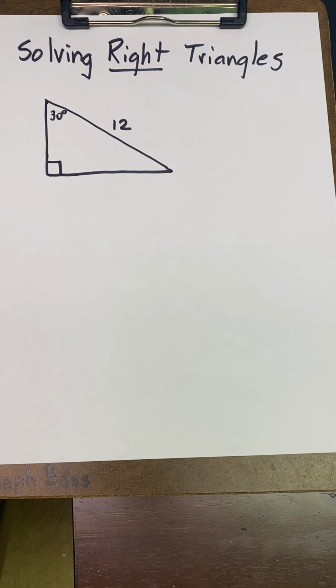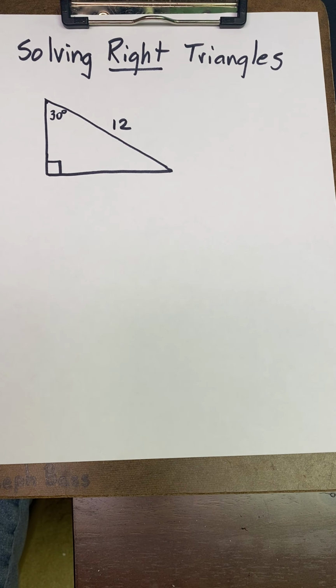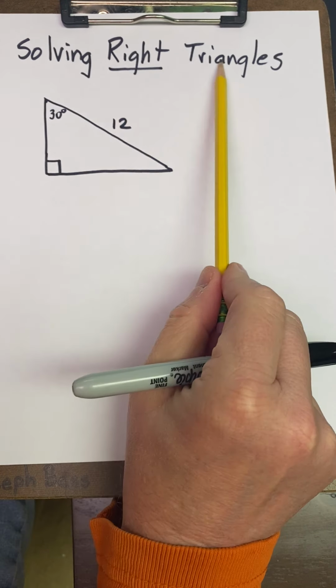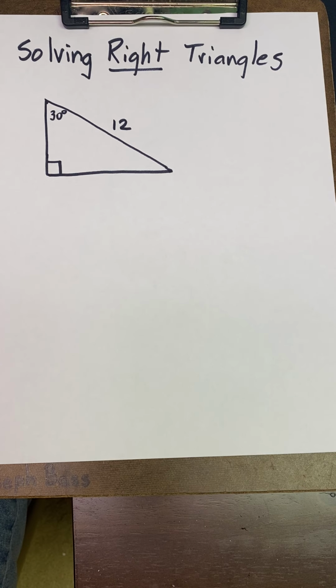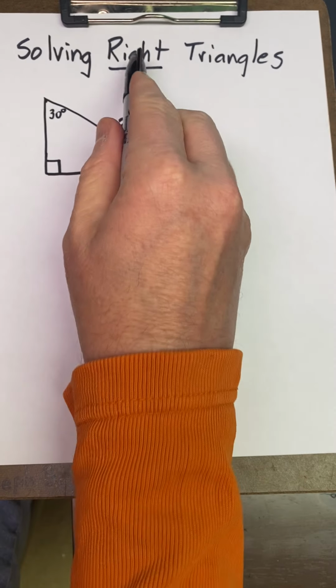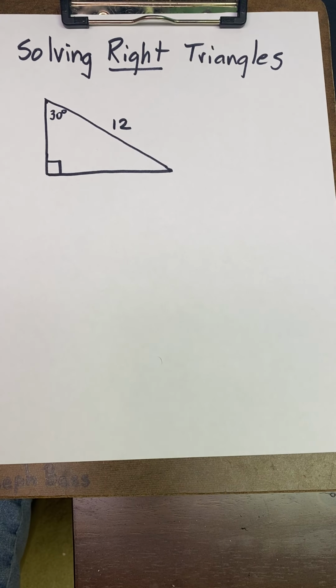The very last thing we are going to do this semester is to talk about solving triangles. And today we're going to look at something to lead us into that, something fairly easy. Today we're going to talk about solving right triangles. What happens when we know that it is a right triangle?